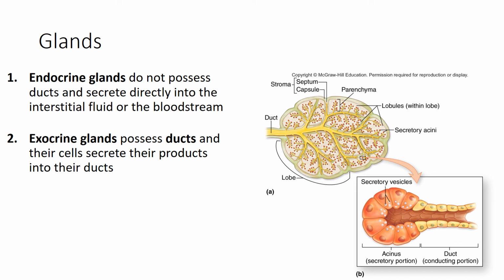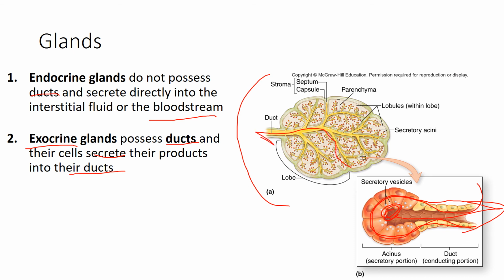All right, endocrine glands do not have ducts and secrete directly into the blood, whereas exocrine glands have ducts and they secrete products into these ducts. So here's an example of an exocrine gland, and these are going to be made by epithelial cells, okay? These are going to be invaginations that are formed, and then they will secrete their different molecules that they'll send into these ducts and then go into the rest of the body.